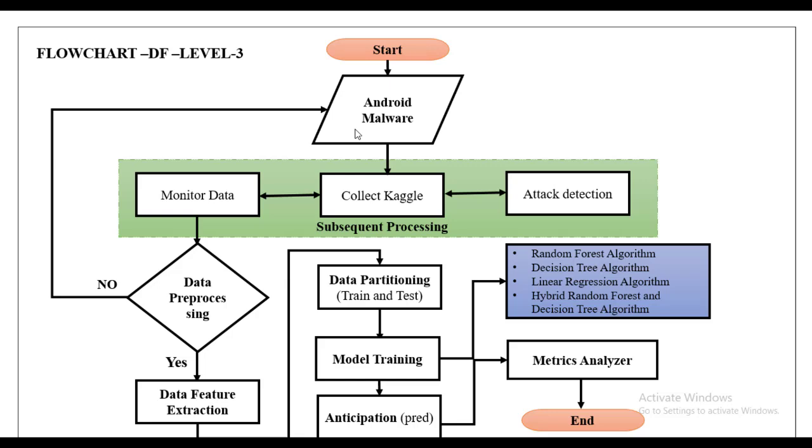We predict whether this Android malware will be acquired or not, and we check it. Finally, we calculate the metrics analysis based on accuracy, precision, recall, F1 score, confusion matrix, and classification report, and with the Flask application we end with a web page for processing.